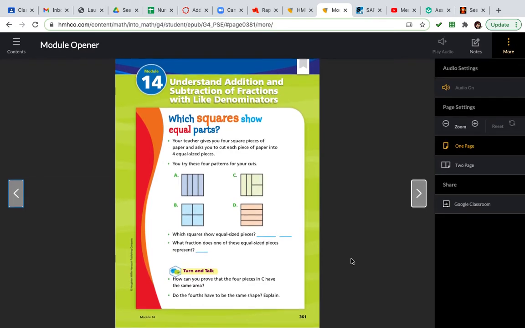Guys, today we are doing Module 14, Are You Ready? So you should have your workbook on page 361. I want you to do pages 361 and 362 before you check yourself. So I want you to attempt these exercises first and then watch the video to check yourself. Okay? So let's look at 361.